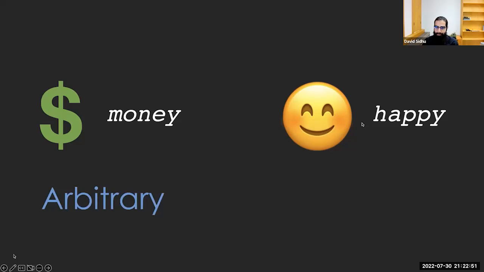On the other hand, if you think about this happy face, this is actually referring to the concept of happiness by imitating it, by depicting it. And this is a sign we would call an iconic sign.